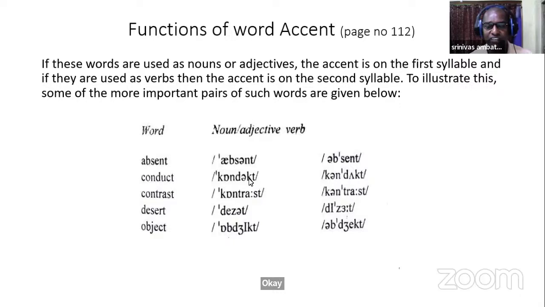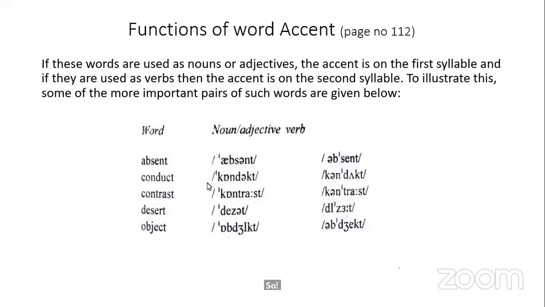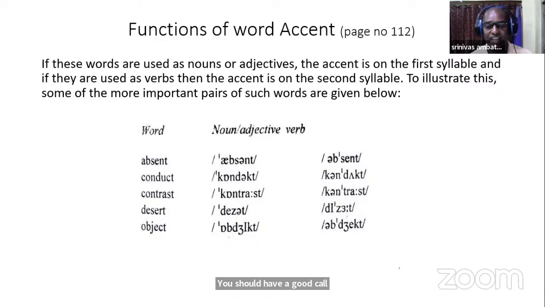Tell me, one of you, say this difference. First one, conduct certificate. Second one, you should have a good conduct. Second one is conduct, I have conducted an exam. That's conduct. Conducted the exam. This is conduct. The stress is on the second syllable.